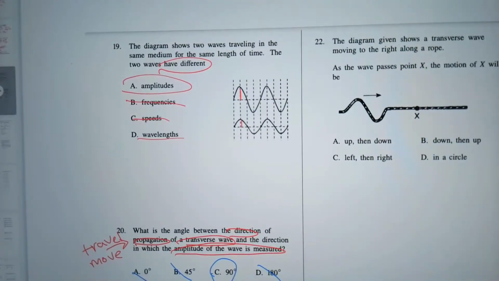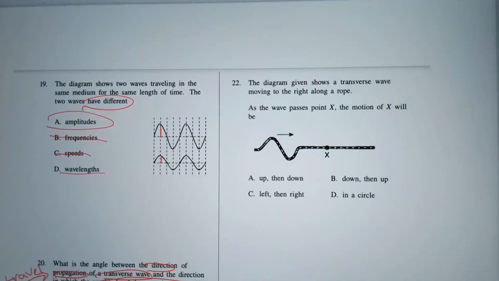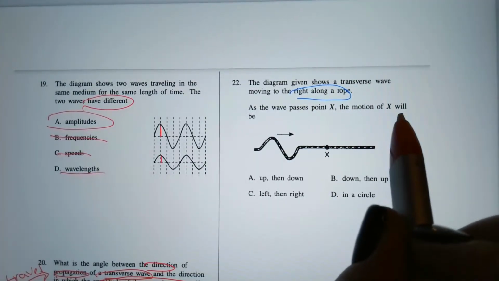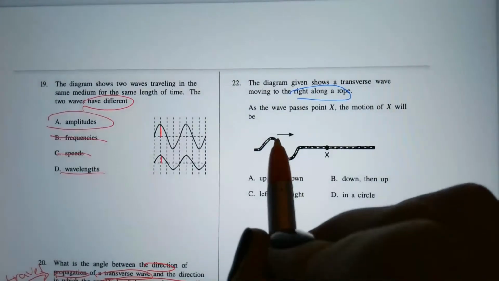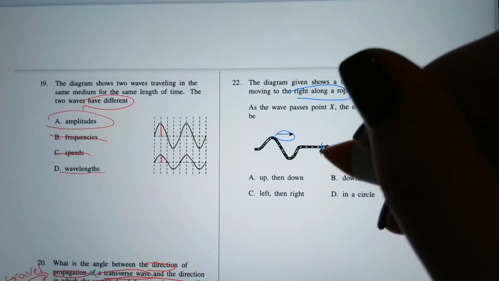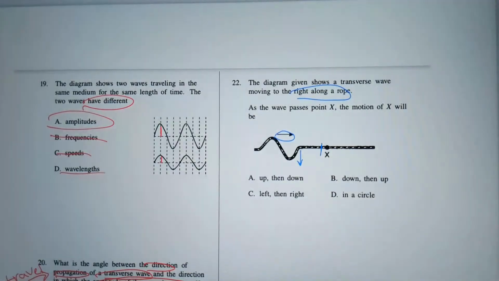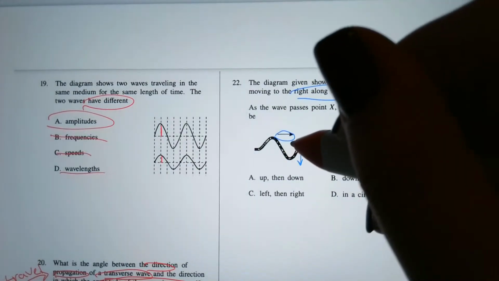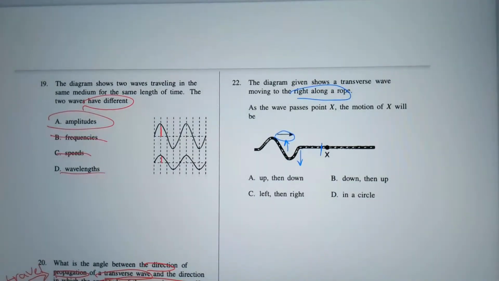22. The diagram given shows a transverse wave moving to the right along a rope. As the wave passes point X, the motion of X will be... So again, we know it's moving to the right. So we're going to look right past point X. The first thing I see is a trough, so I'm going down. Then I know I'm coming back up because I see a crest.